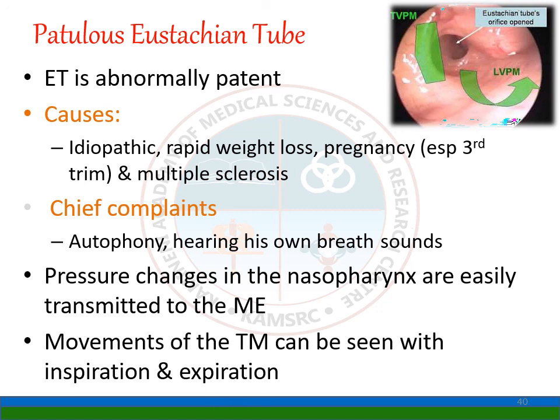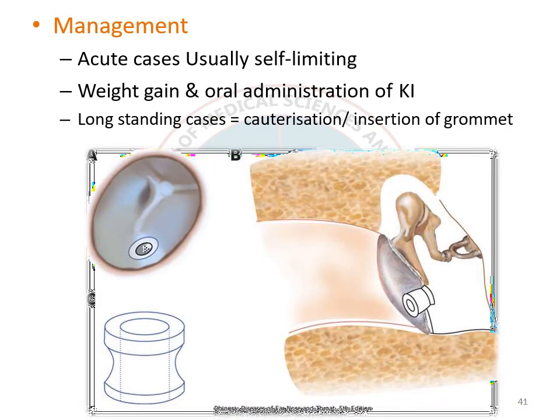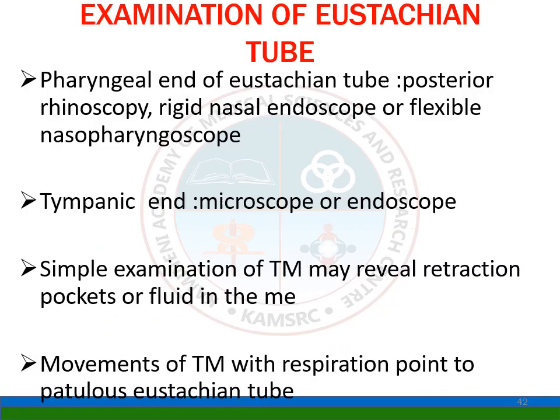Pressure changes in the nasopharynx are easily transmitted to the middle ear, and with every inspiration and expiration you can hear it in your ear. As for management, generally they are self-limiting, and weight gain and oral administration of potassium iodide will be helpful. Sometimes in long-standing cases you can insert a grommet.